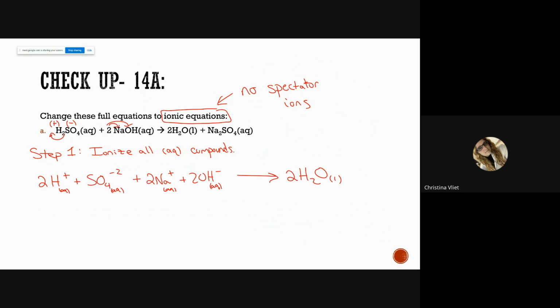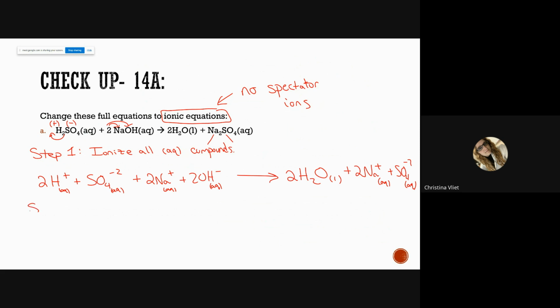Okay, so how do I break this up? 2Na plus and SO4 minus 2. That's step one. Break up all of your ions that are aqueous. Make sure you have it written down.